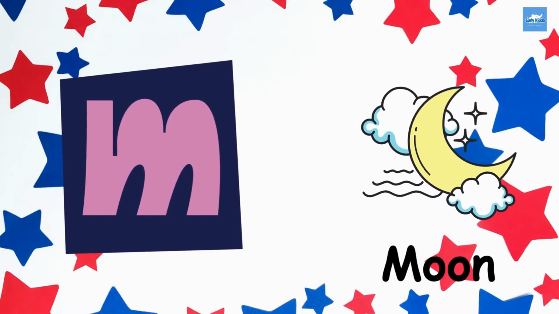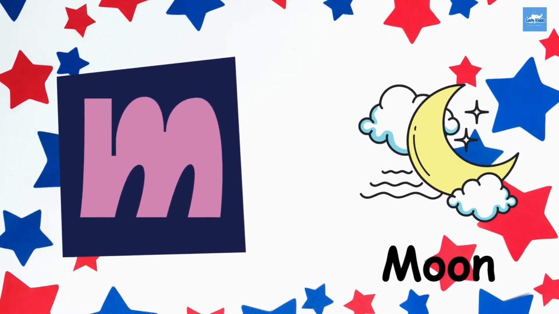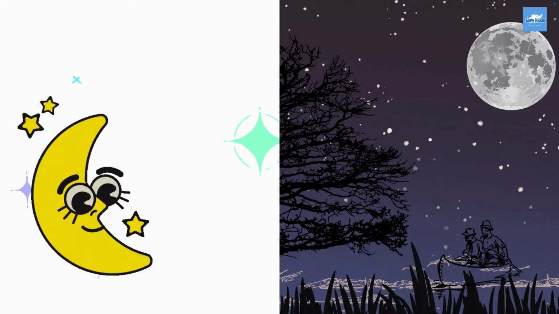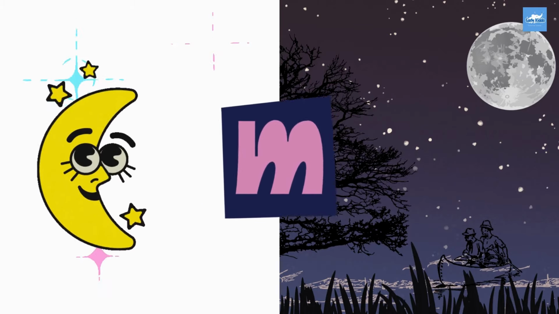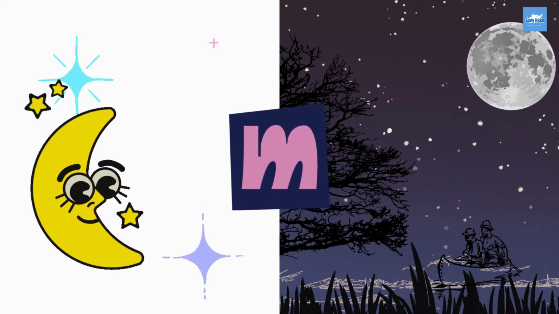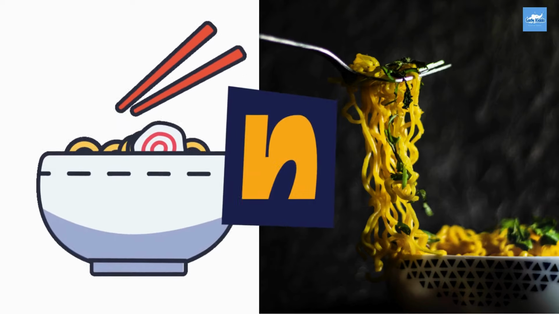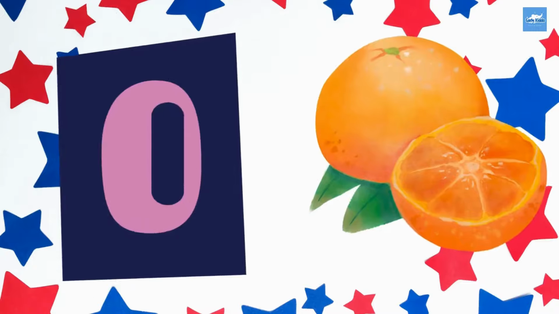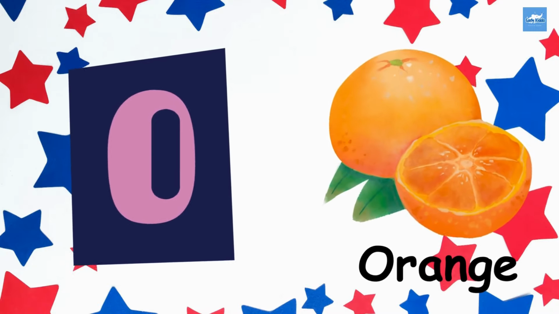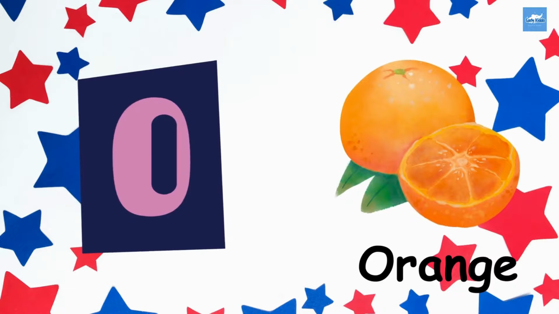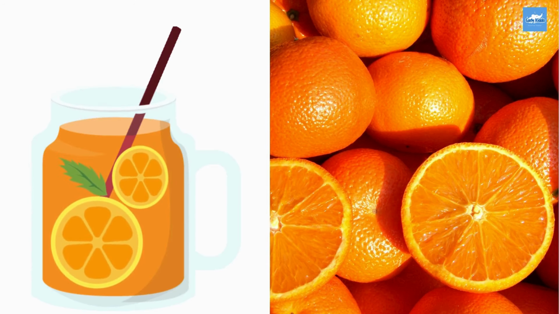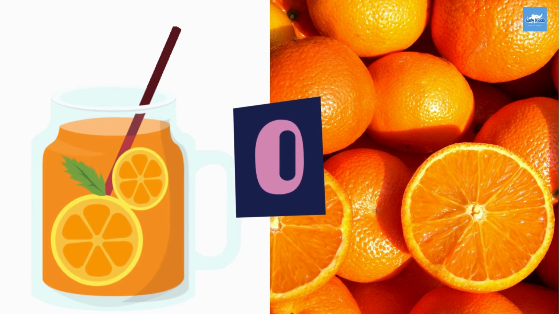M is for moon. M, m, moon. M, moon. N is for noodles. N, n, noodles. N, noodles. O is for orange. O, o, orange. O, orange.